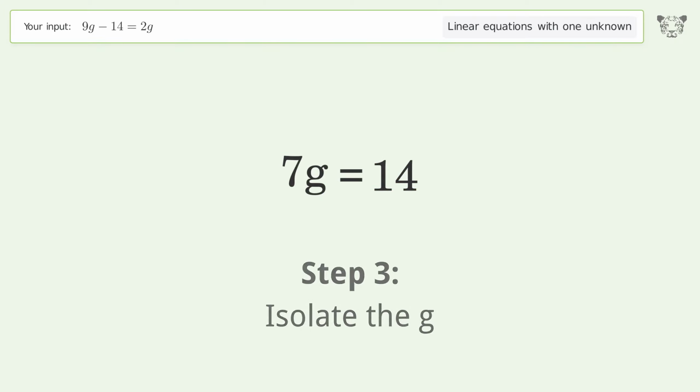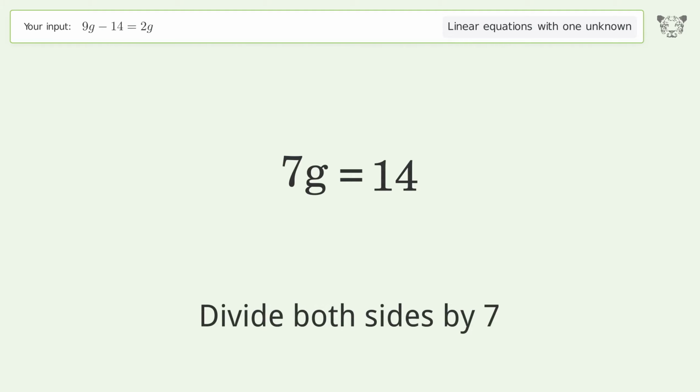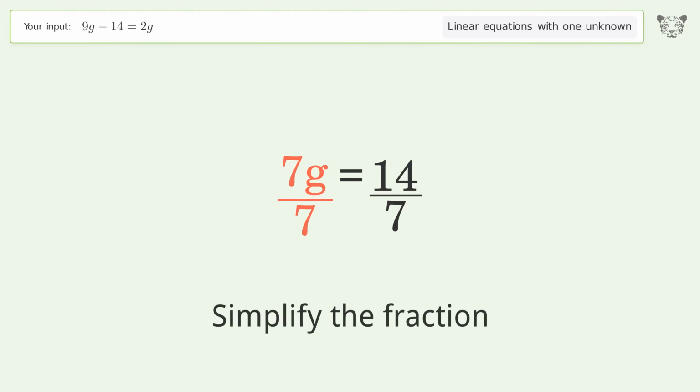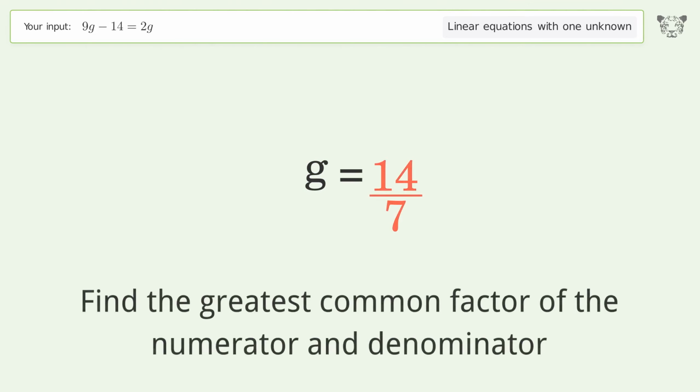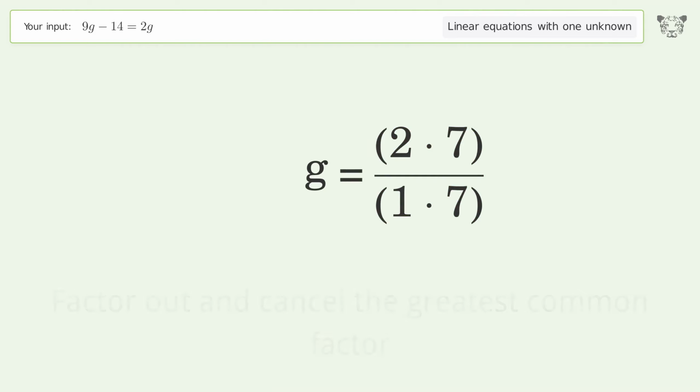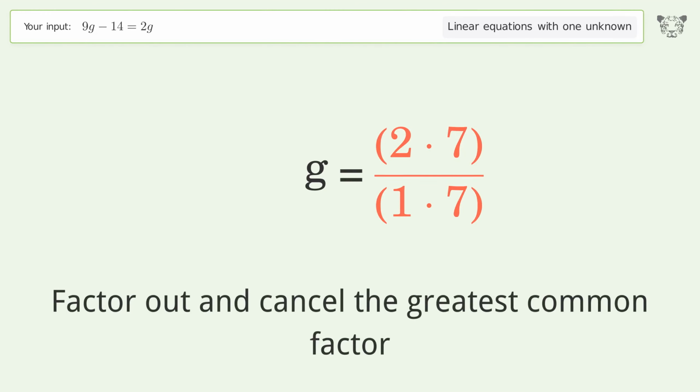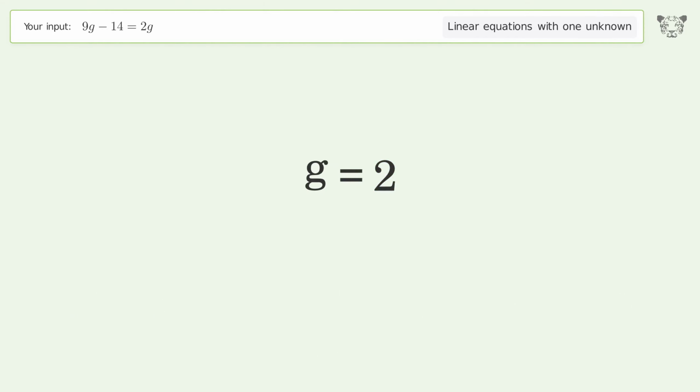Isolate the g. Divide both sides by 7. Simplify the fraction. Find the greatest common factor of the numerator and denominator. Factor out and cancel the greatest common factor. And so the final result is g equals 2.